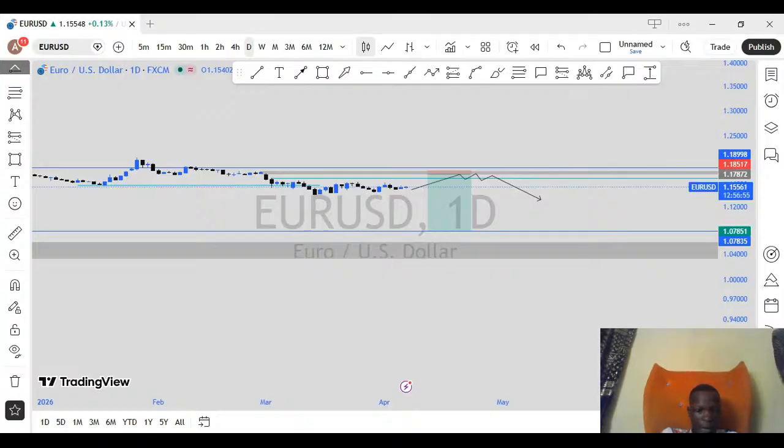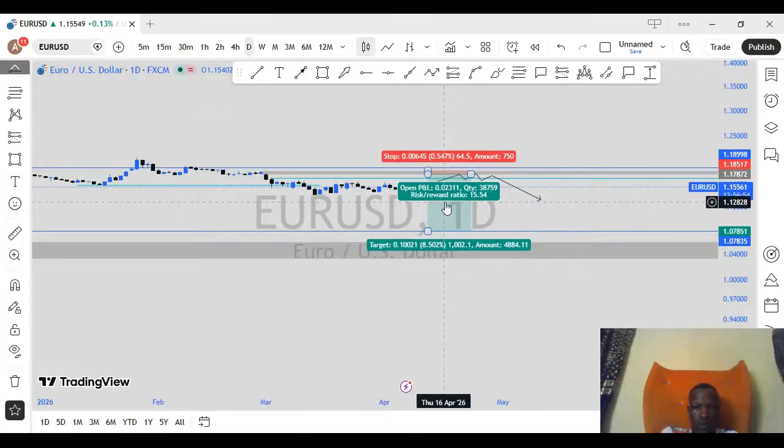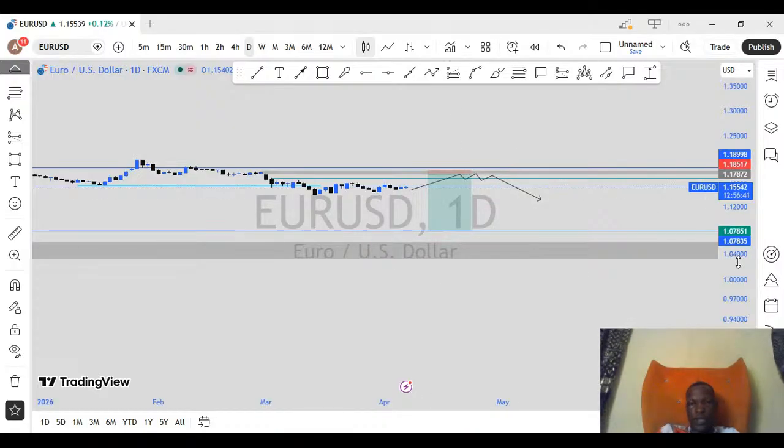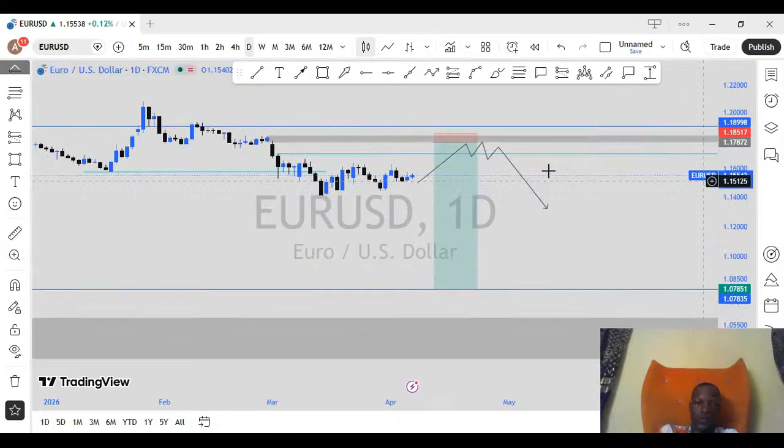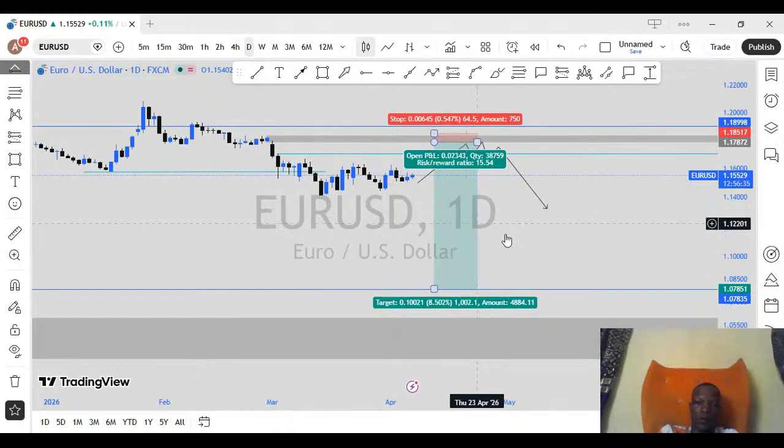The market is 1 is to 15.57 risk to reward ratio. Yes, 1 is to 15.57 risk to reward. This is only for swing traders, that we can hold, or we want to hold.